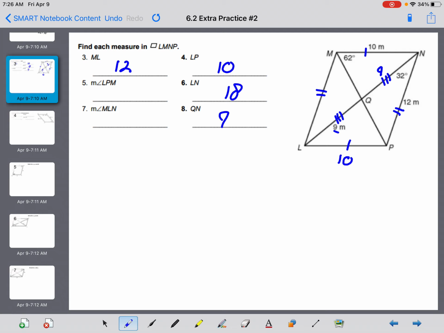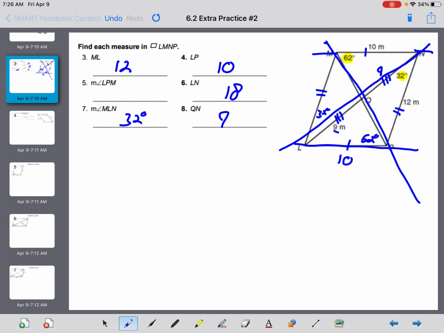So the first thing we're going to do is we see that there's a 62 here. We see that there's a 32 here. And what are we going to have to do? This is parallel lines cut by a transversal, which means that this must be 62 degrees. Okay, we also have parallel lines cut by a transversal this way, which means this is 32 degrees. So MLN is 32 degrees, LPM is 62 degrees.